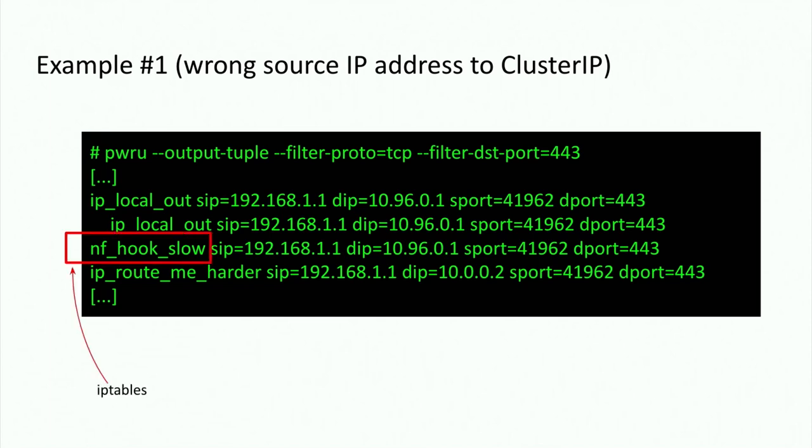The NFs, so this is the trace of all the kernel functions that my traffic of interest is going through. So NF hook slow is the kernel function that's executed to implement IP table rules. And we can see that the source IP address in this case is still set to 192.168 and not the IP address from the subnet that's used to connect to the Kube API server. So that's why this packet will be dropped when it's sent out of the ETH1 interface.